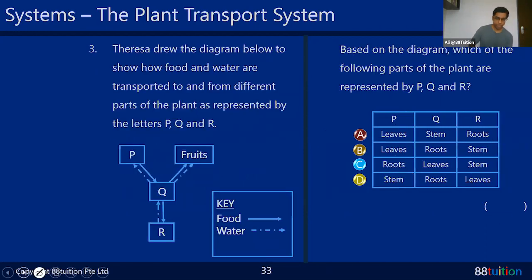Easy one, this one. And the same thing goes for number three. So we will go through this very fast. Again, P is leaves, Q is stem, roots. Oh my God, super easy. So the answer is A.